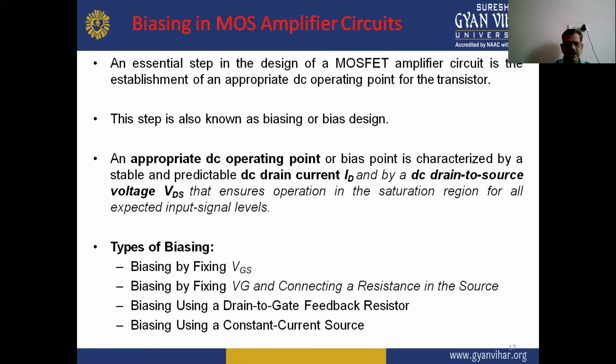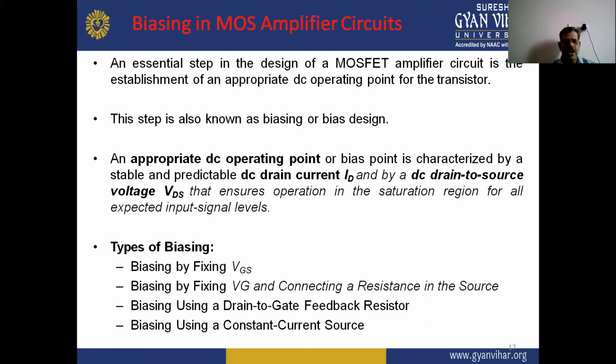An appropriate DC operating point or bias point is characterized by a stable and predictable DC drain current ID and by a DC drain to source voltage VDS that ensures operation in the saturation region for all expected input signal levels. So there are different types of biasing in MOSFET amplifiers. First, biasing by fixing VGS. Second, biasing by fixing VG and connecting a resistance in the source. Third, biasing using a drain to gate feedback resistor, and next, biasing using a constant current source.